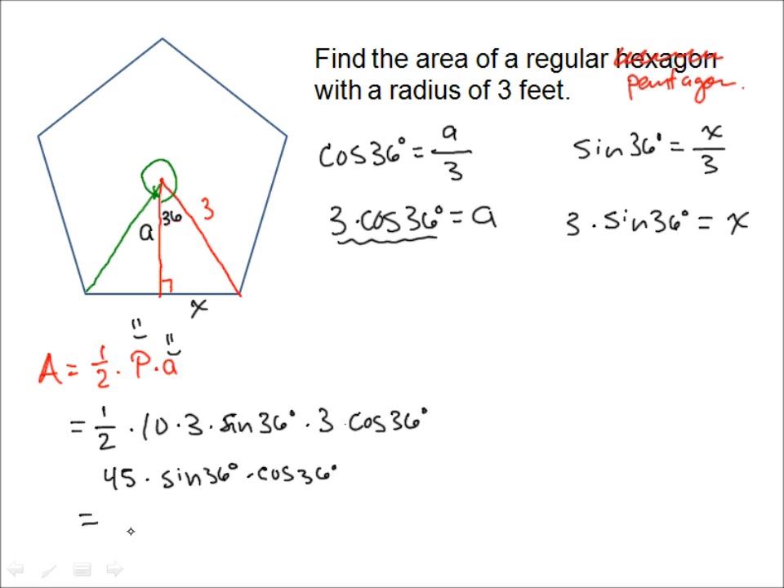To the nearest hundredth, I get that it's 26.41. So 26.41, and the units were feet. So this is 26.41 square feet, or feet squared.